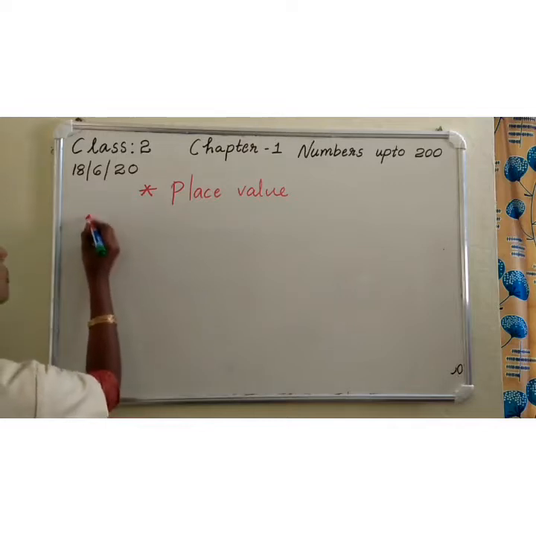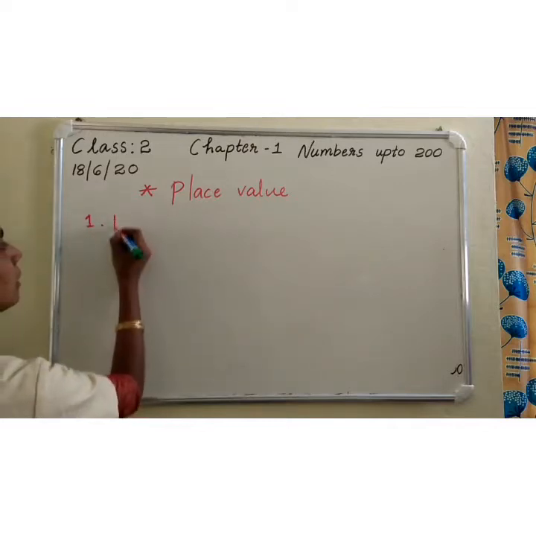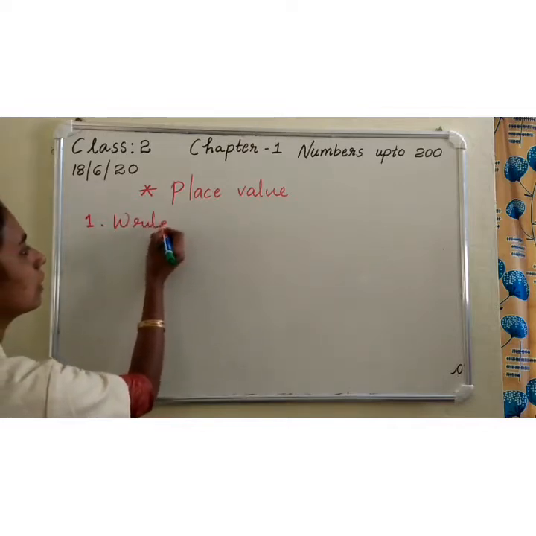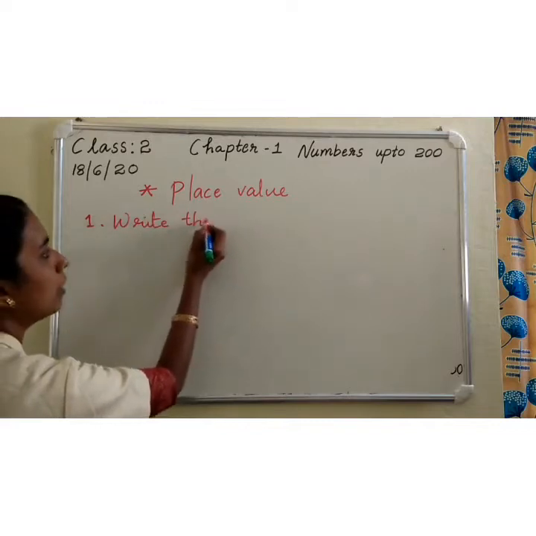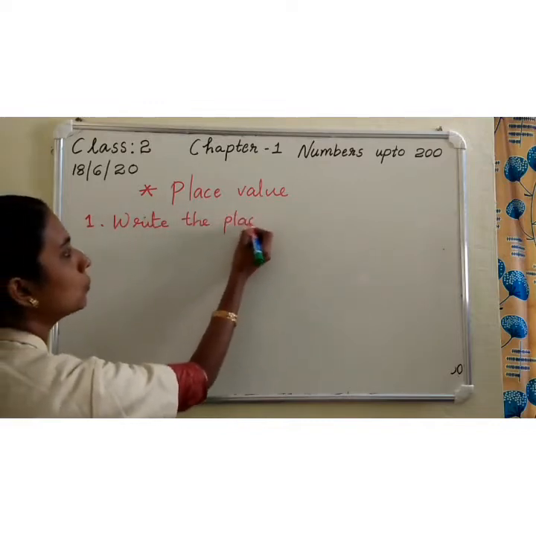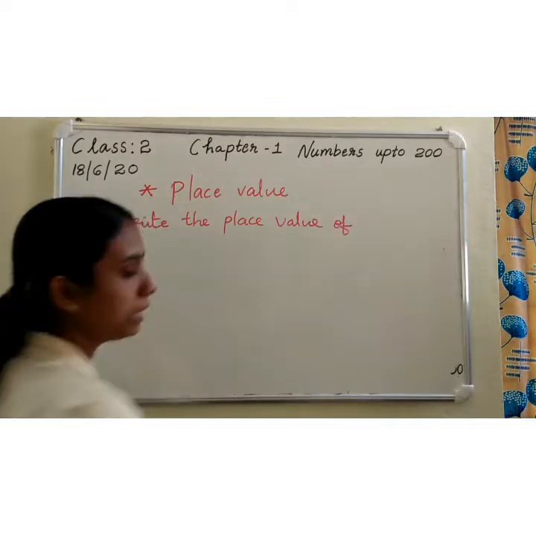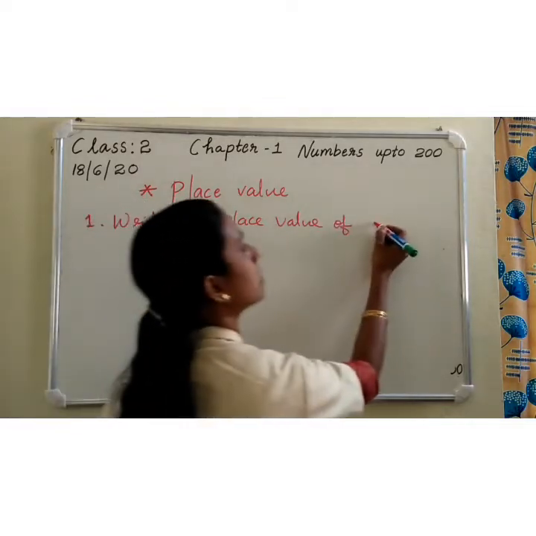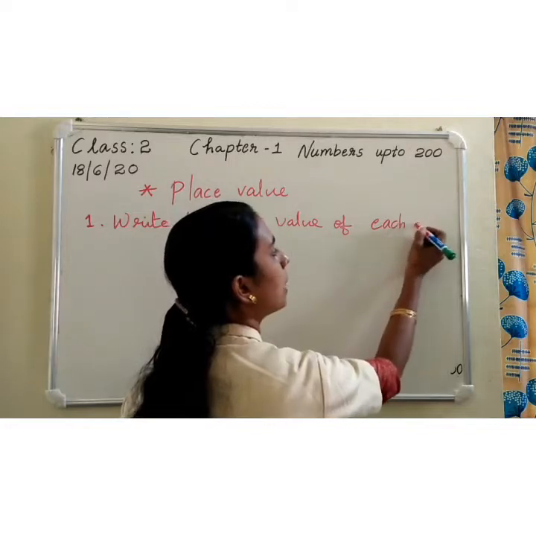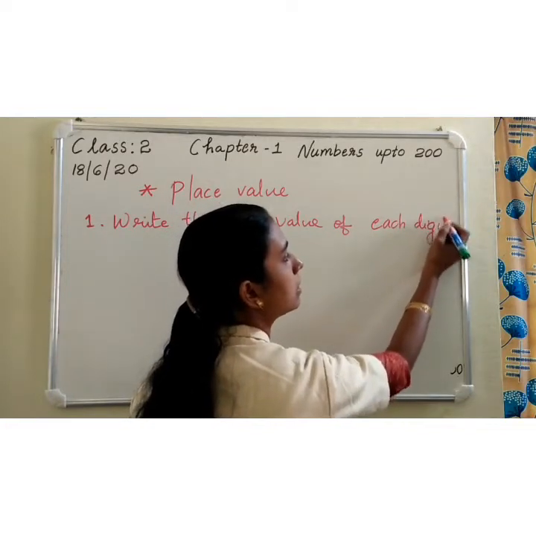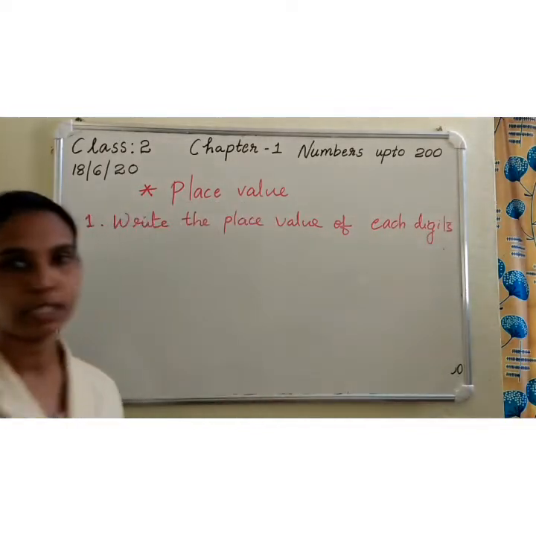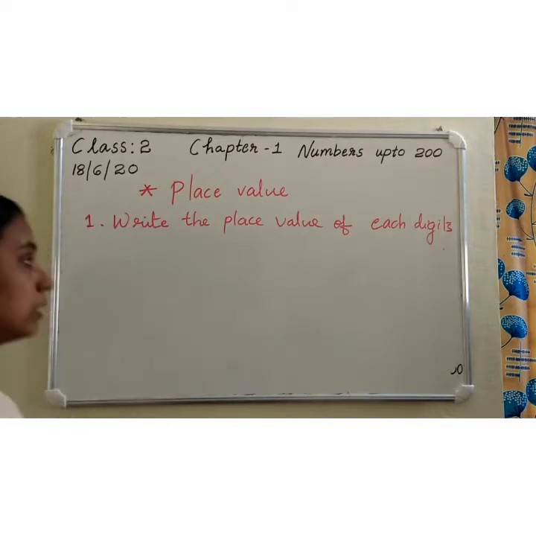So, first question. Write the place value of each digit in a two digit number. The following numbers. A.